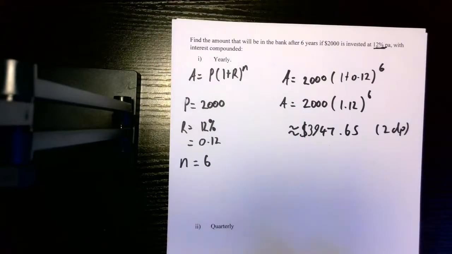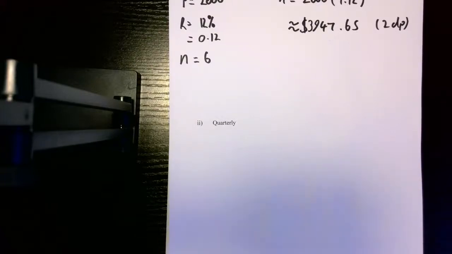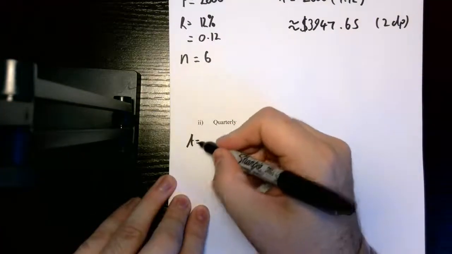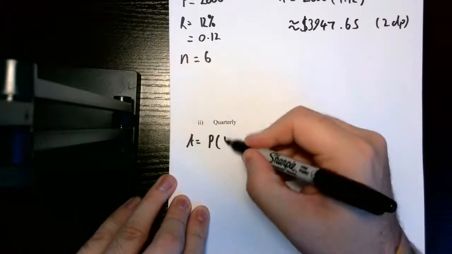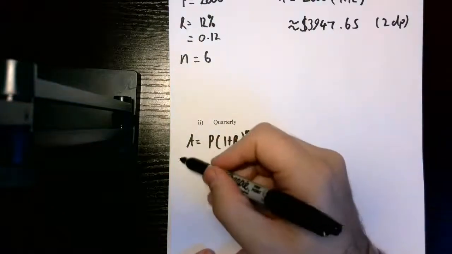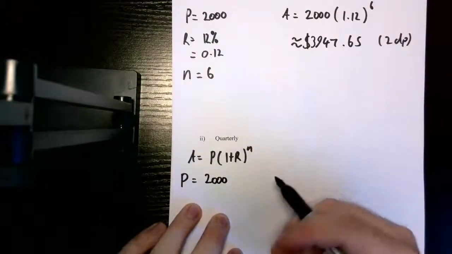So let's have a look at how we approach a question when the interest is compounded quarterly. When it's compounded quarterly, you need to think about this for a moment. Our interest is compounded every 3 months, which means it's compounded 4 times per year. Just like last time, we write out our formula, A equals P outside of 1 plus R all to the power of N. We identify our principal. Our principal's still the same up here. It doesn't change. That's the money that we start off with, our principal investment.